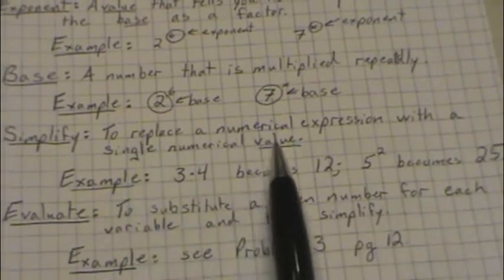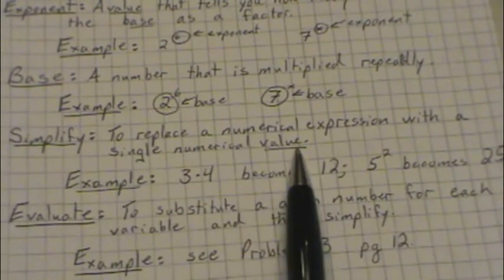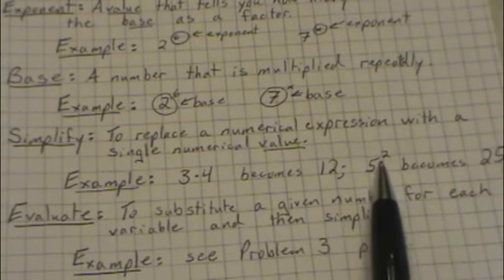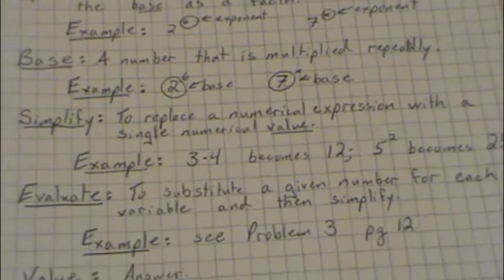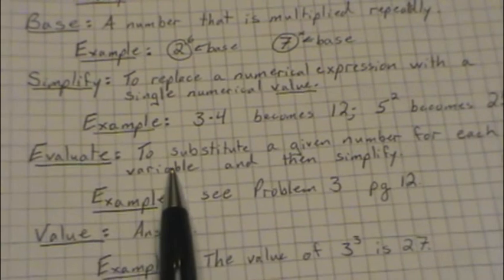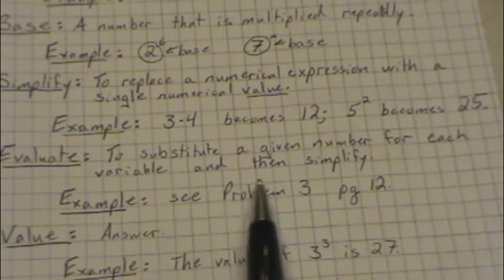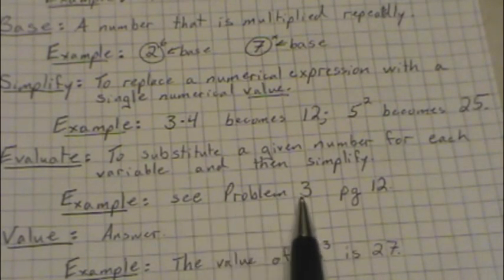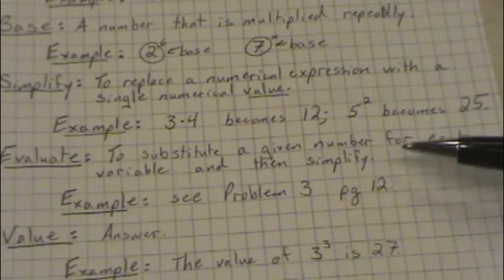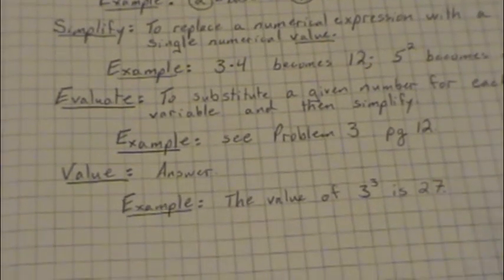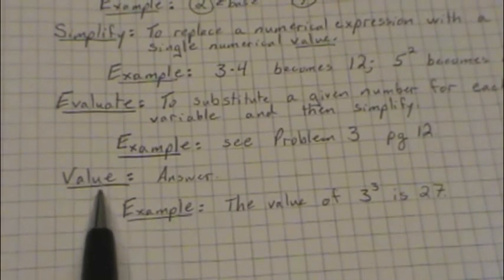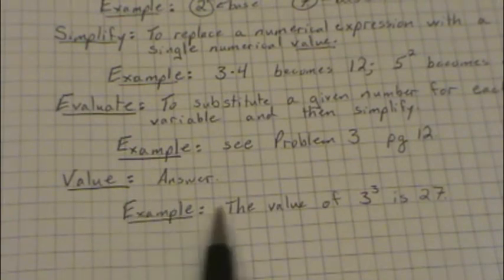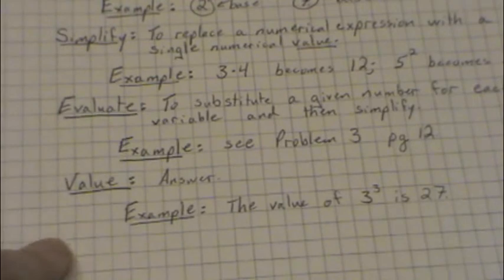Simplify. To replace a numerical expression with a single numerical value. For example, 3 times 4 becomes 12. The value of 5 squared is 25. Evaluate. To substitute a given number for each variable and then simplify. This is part of the teaching of the lesson. So when you get to problem 3, you'll have an example for the word evaluate. And then I added the vocabulary word value. It's not in your glossary. Thank you if you looked it up and found that out. The value is just the answer. So the value of 3 cubed is 27.